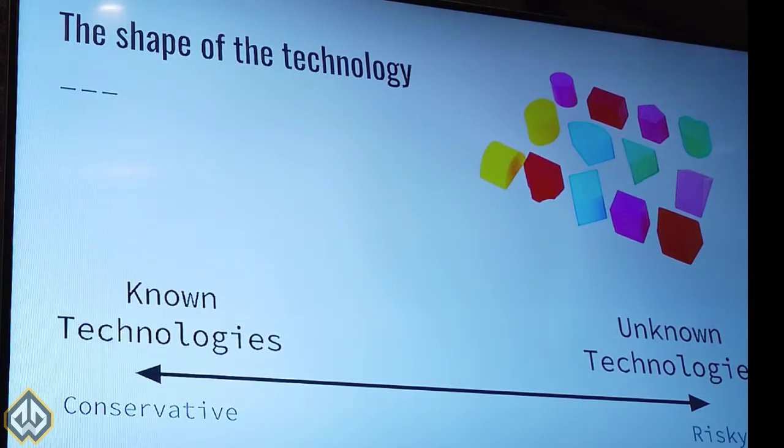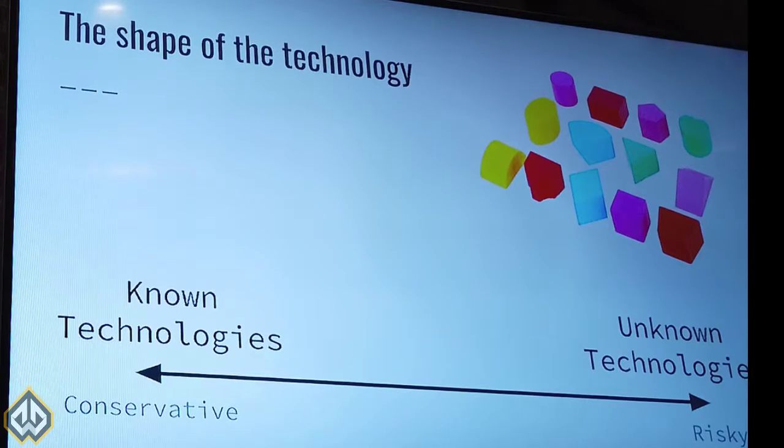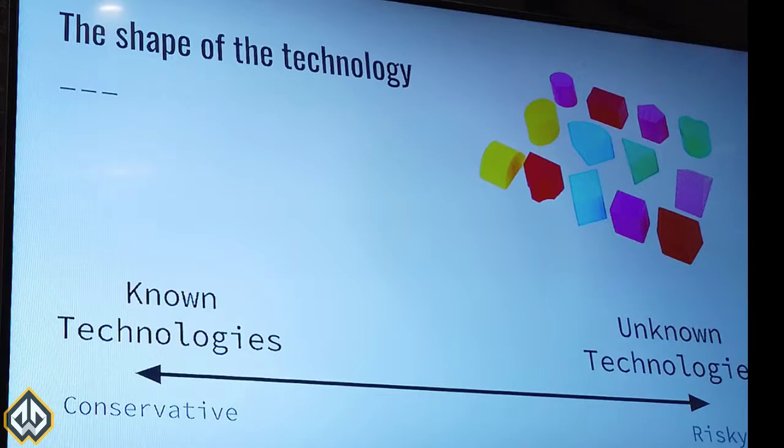So I like to represent that as a spectrum, right? So we have known technologies, which are ones that I've used before. Maybe for me that's Drupal or Ruby on Rails. And then I have unknown technologies that I haven't used before, maybe Flask or Laravel. There's just a couple for me. So I can be conservative and just go with the ones that I know, the ones that I know the shape for. But if you do that for too long, then you start to miss out on all the other shapes that are out there, ones that might be a better fit.